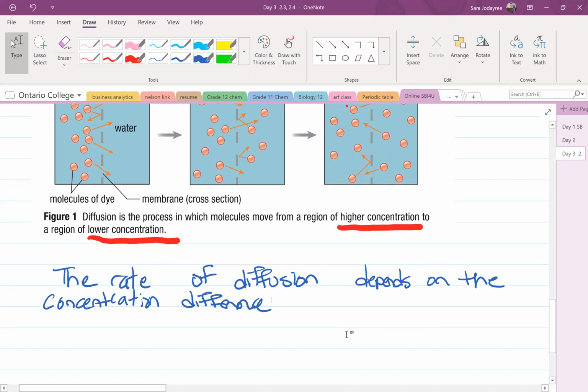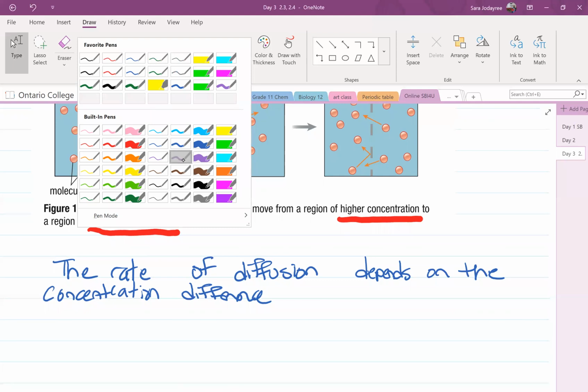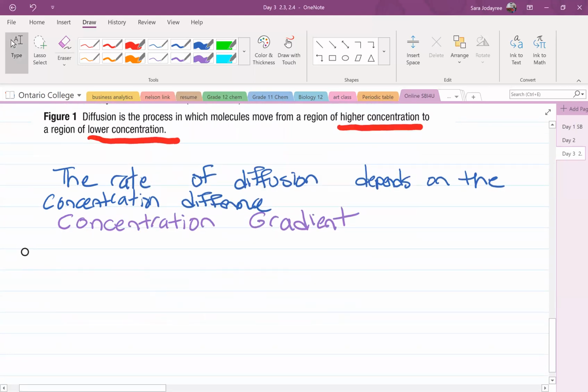Or concentration gradient. So that also the word is, I'll write it here, concentration gradient. The steeper the gradient, the faster the rate of diffusion. Even after the concentration of a molecule or ion is the same in both regions, molecules or ions continue to move from one region to another. However, there is no net change in the concentration. And this is an example of a dynamic equilibrium.